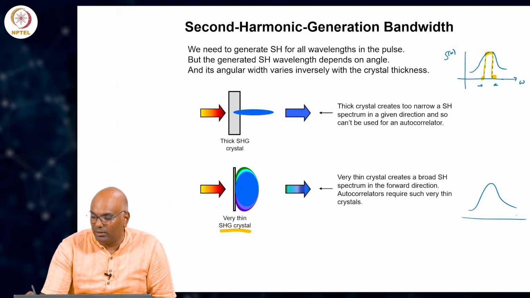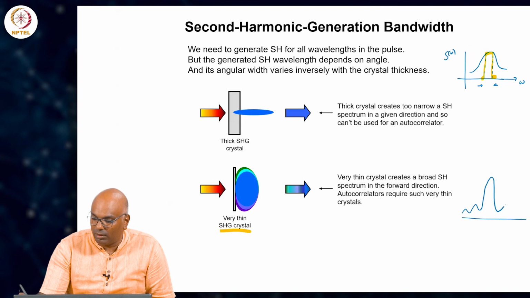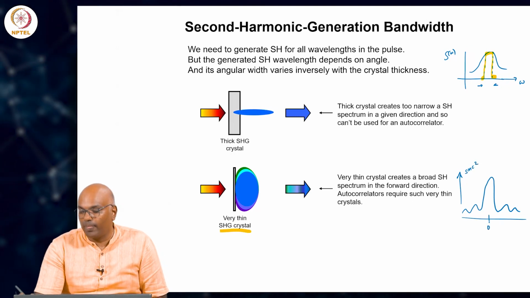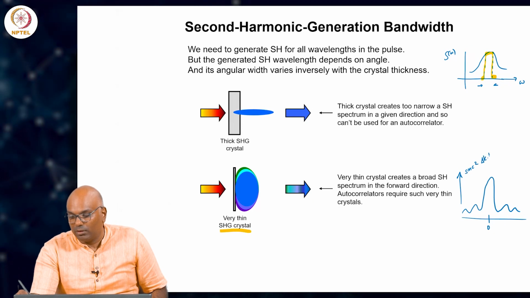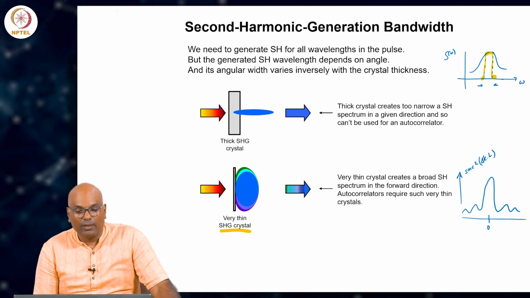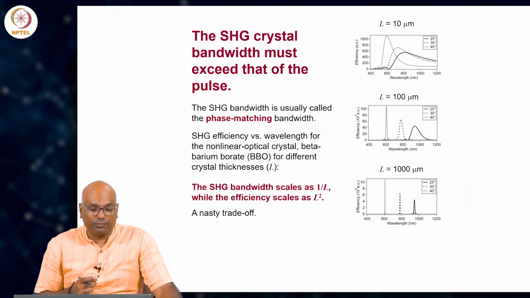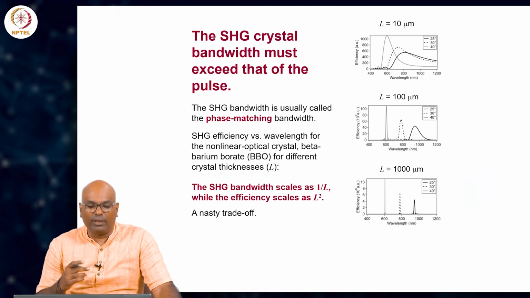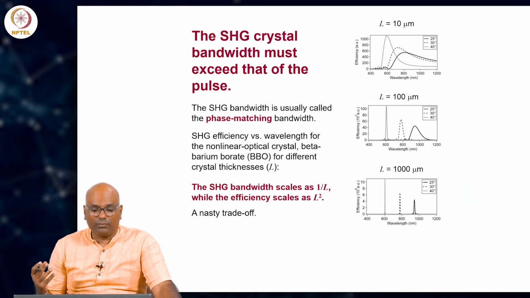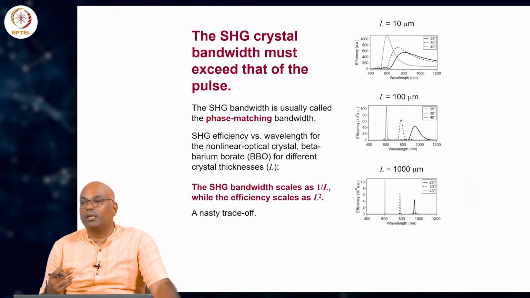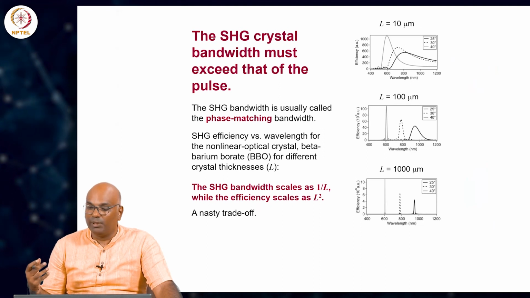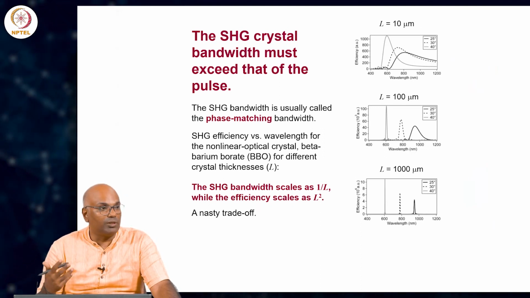I am deliberately doing this a bit quickly. You can read at leisure more about this. Okay. So second harmonic generation bandwidth also plays a role. Therefore, the second harmonic crystal bandwidth must exceed the bandwidth of the pulse. This notion thereby comes about very importantly, but there is also a bit of a nasty trade-off, because thinner crystal, as I said, lower signal but greater bandwidth, as may be required for the metrology of much shorter and shorter pulses, right.